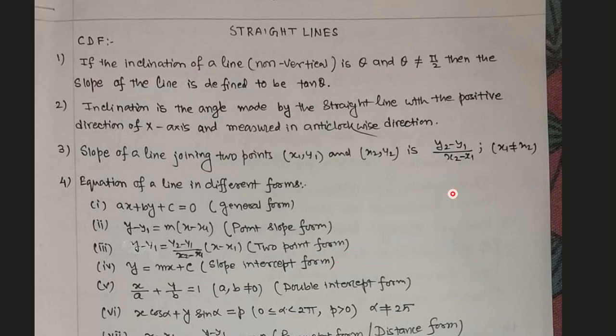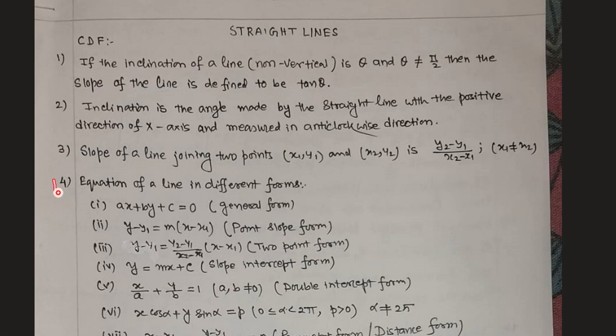Now when we find the slope of the line when two points are given, we use this formula: y2 minus y1 by x2 minus x1, or you can say y1 minus y2 divided by x1 minus x2. That means the difference of the y coordinates by the difference of the x coordinates. If you start with y1, below will be x1. If you start with y2, below should be x2.